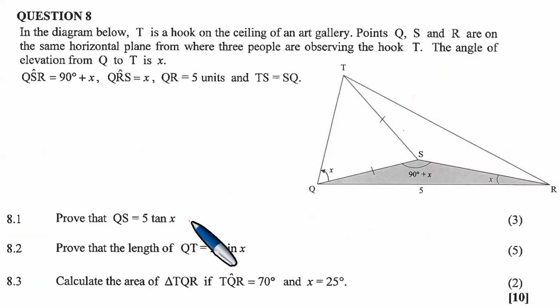Right, so we note 8.1, 8.2. Calculate the area of triangle TQR. Find the area of triangle TQR, if the angle TQR is 70 degrees and x is 25 degrees. So you need to find the area of triangle TQR.